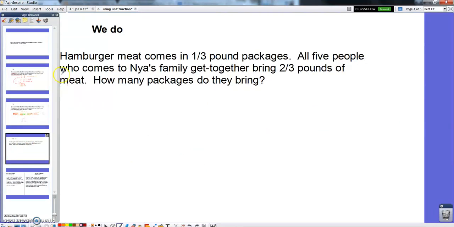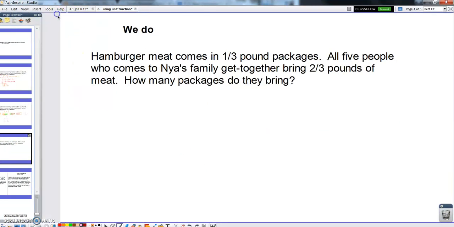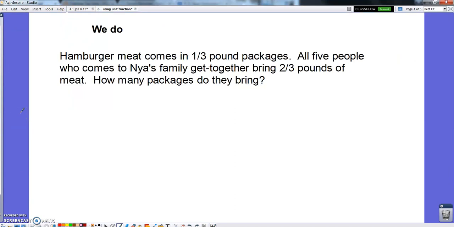Okay, open your notebook. Let's do this one together. All right, so here's our same one as yesterday. Second example from yesterday. Hamburger meat comes in 1/3 pound packages. All 5 people who come to Naya's family get-together bring 2/3 of a pound of meat. How many packages do they bring? So when I see this question, I feel like I'm answering the problem 5 times 2/3. They each bring 2/3 of a pound, 5 people, right?